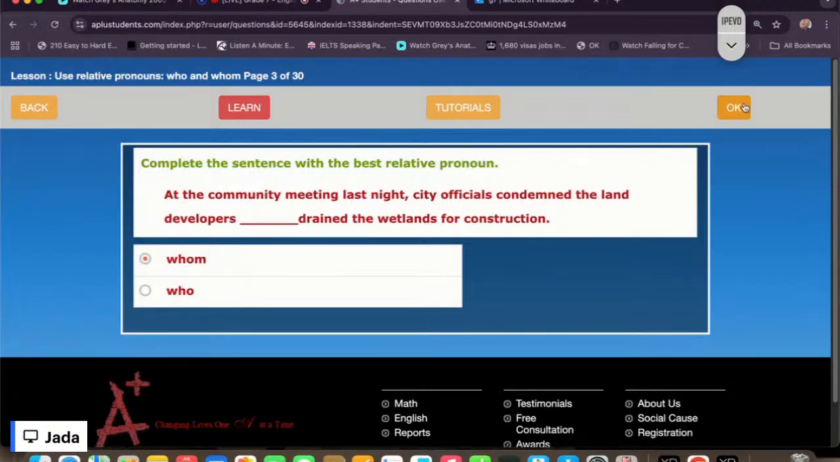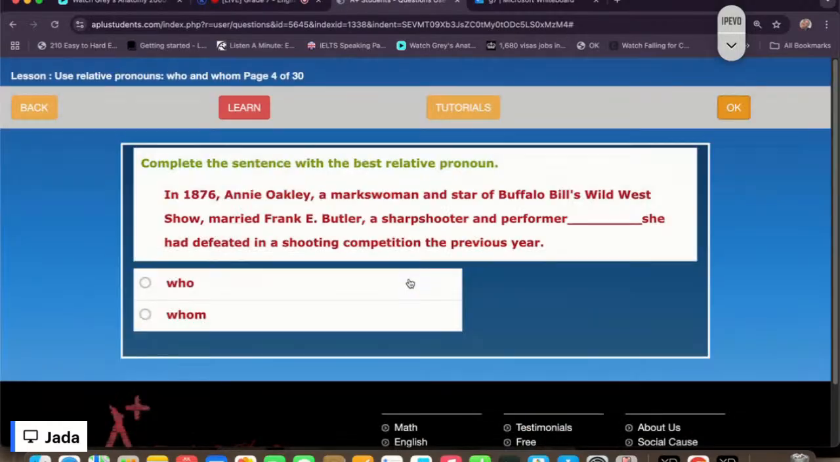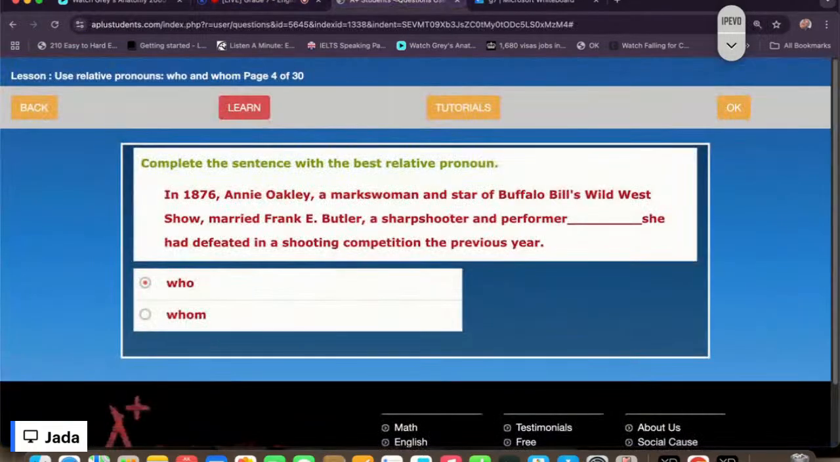All right, so we have whom. In 1876, Annie Oakley, a markswoman and star of Buffalo Bill's Wild West show, married Frank E. Butler, a sharpshooter and performer whom she had defeated in a shooting competition the previous year. Who or whom?